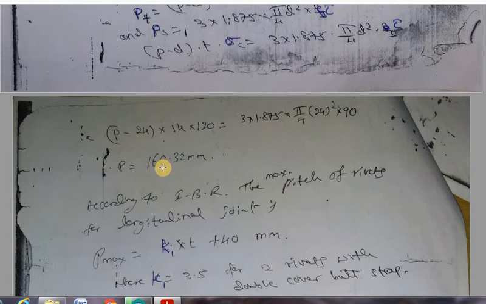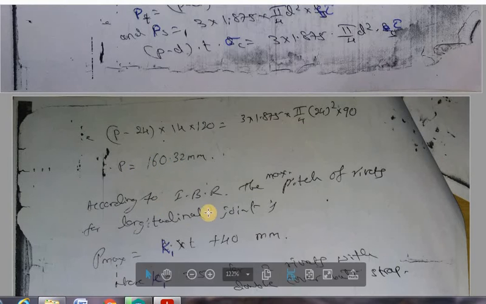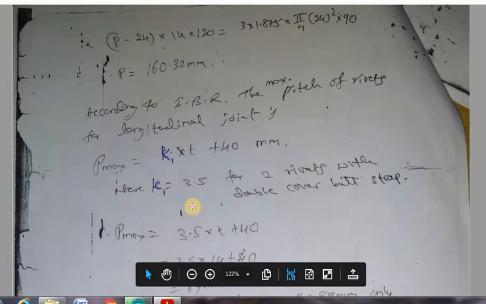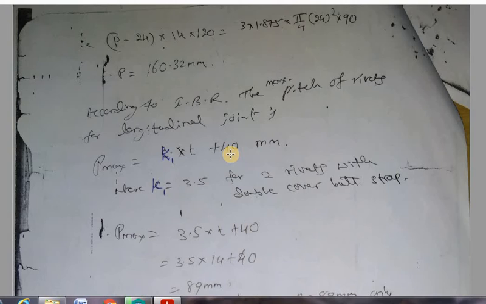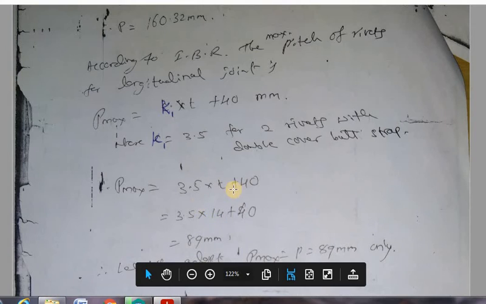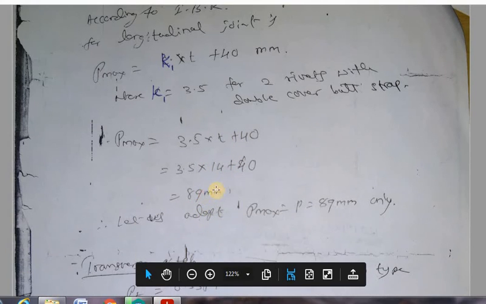So I get p as 160.72. But as per the IBR recommendation, it is k1 t plus 41 mm. It is 41 actually. I have written 40 here, so change this to 41 mm, as it is in the data book. k1 comes as 3.5 for three rows of rivets, double cover. When I calculate that, it will come as 89, or round off to 90. So adopt 89 millimeter as p max.